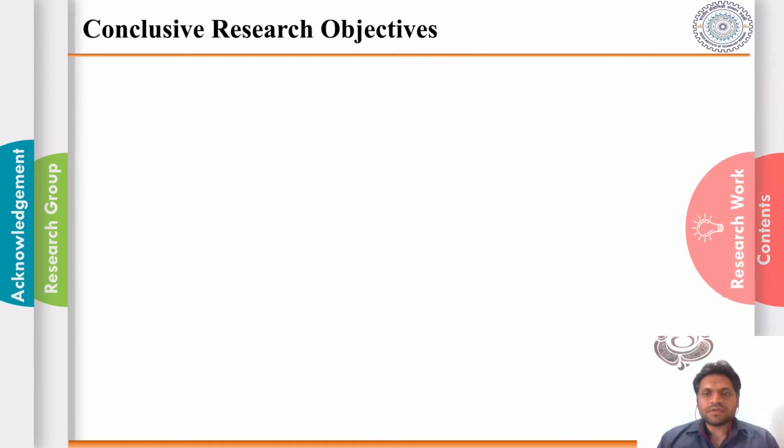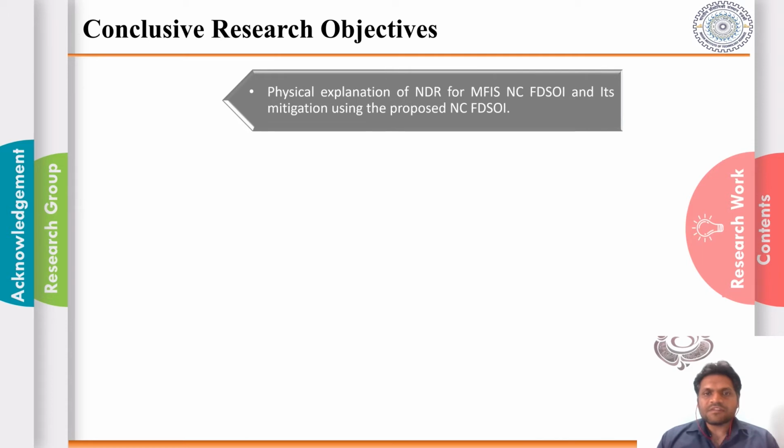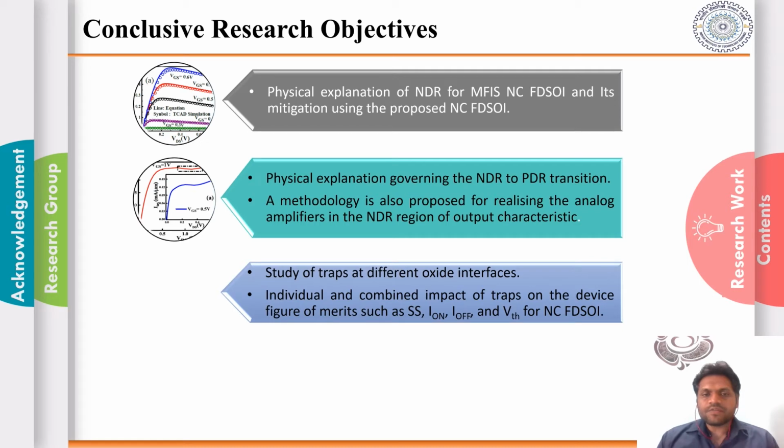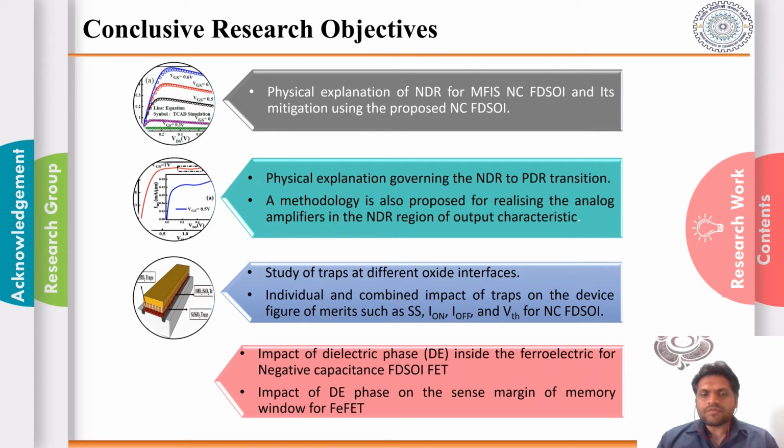So these are my conclusive research objectives. In this one, I have covered the physical explanation of negative differential resistance for metal-ferroelectric-insulator-semiconductor NCFDSOI and its mitigation using the proposed NCFDSOI. Physical explanation governing the NDR to PDR transition. A methodology is also proposed for realizing analog amplifiers in the NDR region of the output characteristic. Study of traps at different oxide interfaces. Individual and combined impact of traps on device figures of merit such as subthreshold slope, on current, off current, and threshold voltage for NCFDSOI. Impact of the dielectric phase inside the ferroelectric layer for NCFDSOI FET. Impact of the dielectric phase on the memory window for ferroelectric FETs.